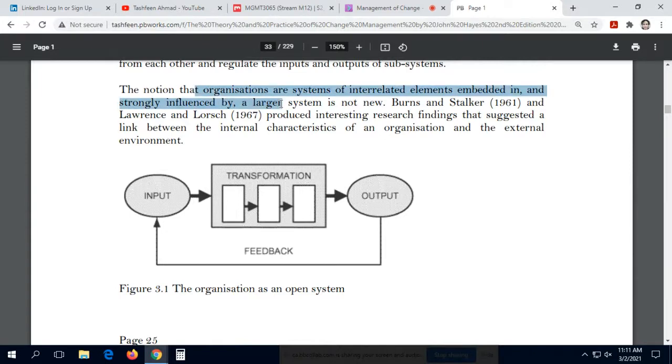Please look at this: the notion that organizations are systems of interrelated elements embedded in and strongly influenced by a larger system. All it is saying is that within the organization there might be various activities going on, various things happening, just like you would see in any organization. It is a combination of various activities.